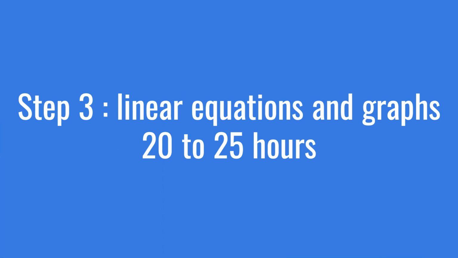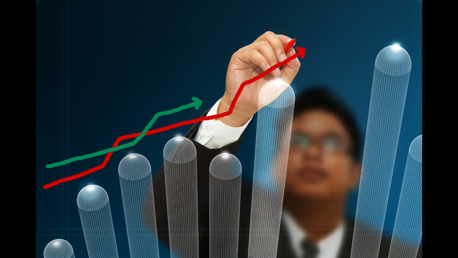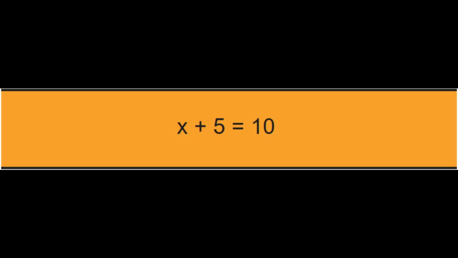Step 3. Linear equations and graphs, 20 to 25 hours. In the third step, things will become a little bit serious when you start learning to solve double variable equations and also plot some linear graphs.